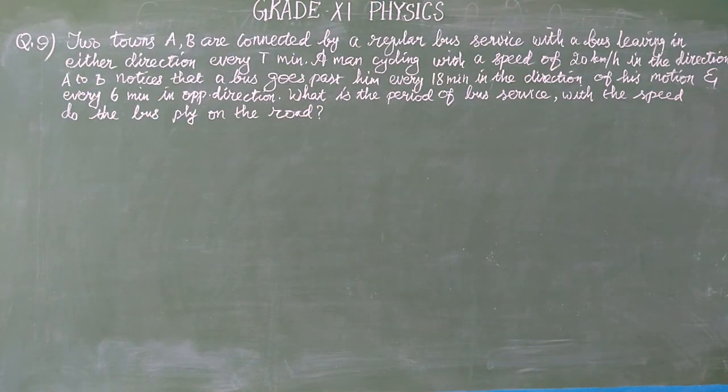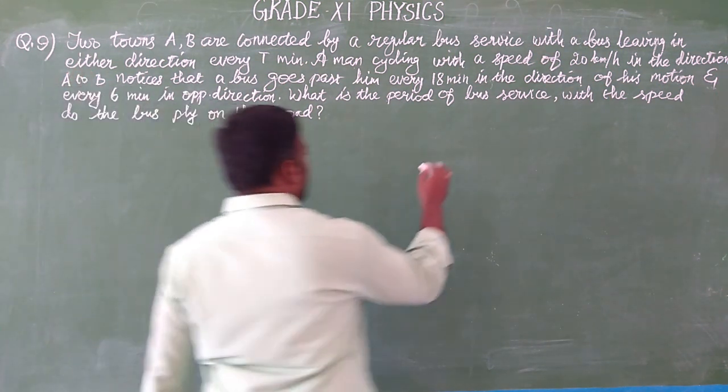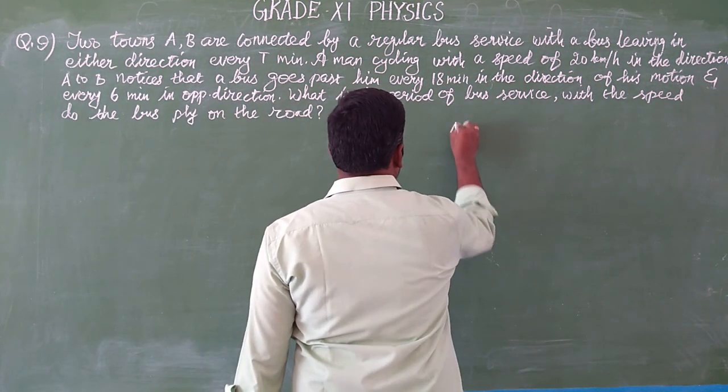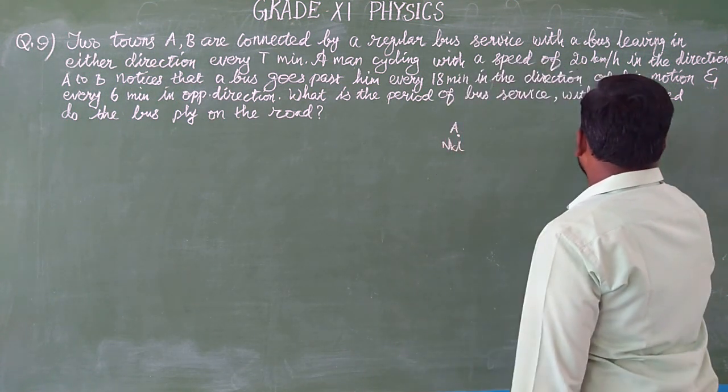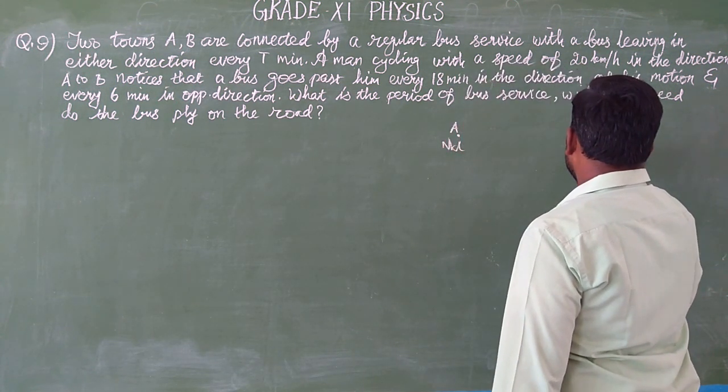Next to question number 9. Look at question number 9. Two towns A and B are connected by a regular bus service. Okay, this is town A. Imagine it's Namakkal. Another town is Mohanur. That is town B, Mohanur.